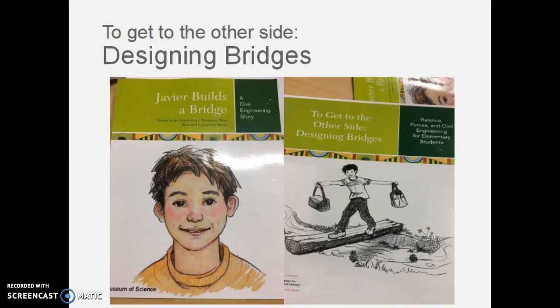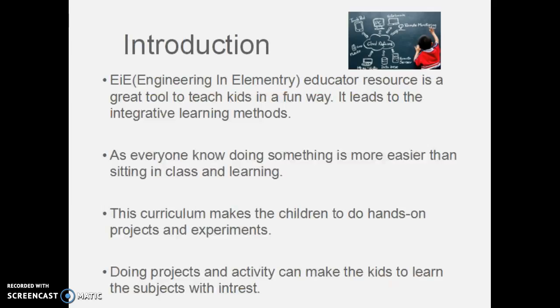And now this slide is the book we were allocated to read. This is Designing Bridges, for kids from grade 2 to grade 5. It depends on which grade you're teaching. And next is a general introduction: what is EII and what it is saying in the book. EII is Engineering is Elementary, an educator resource. It's a great tool to teach kids in a fun way.